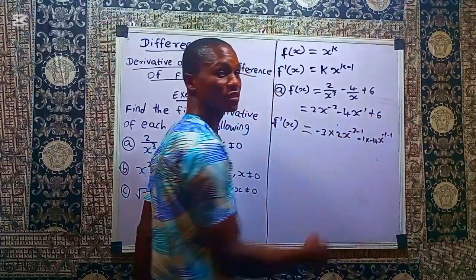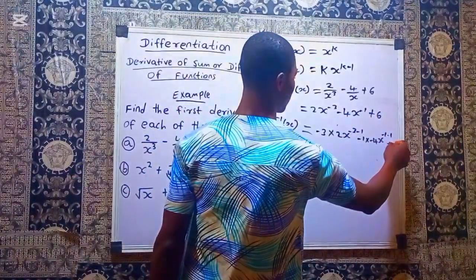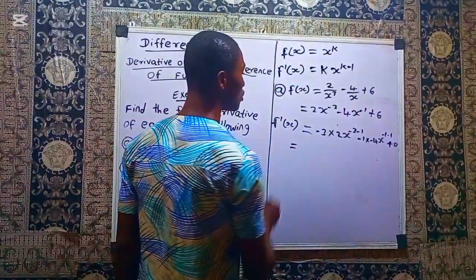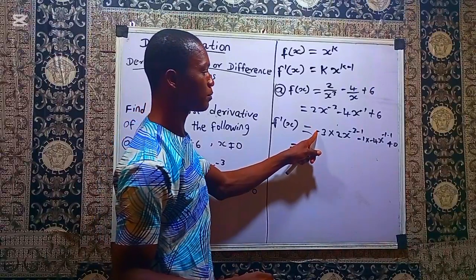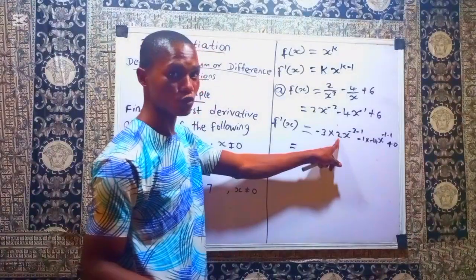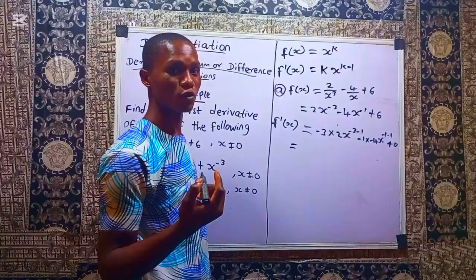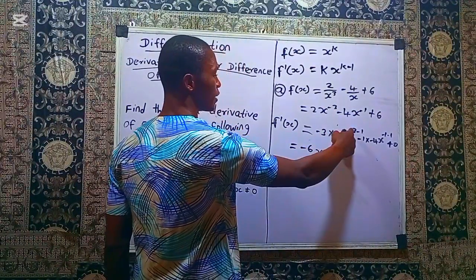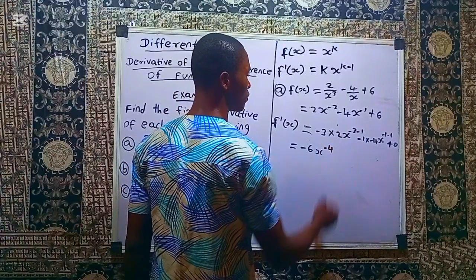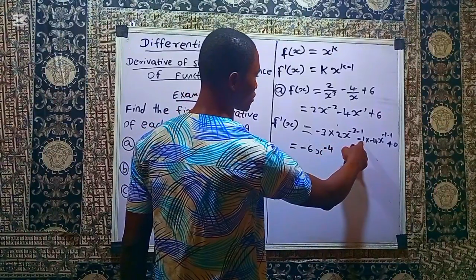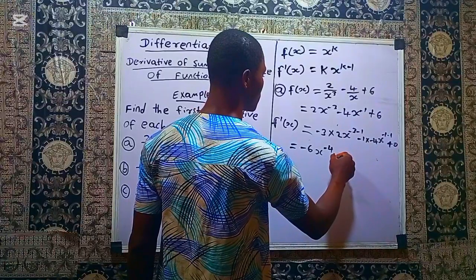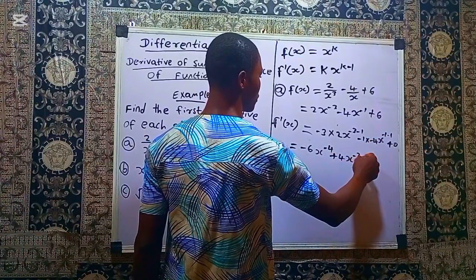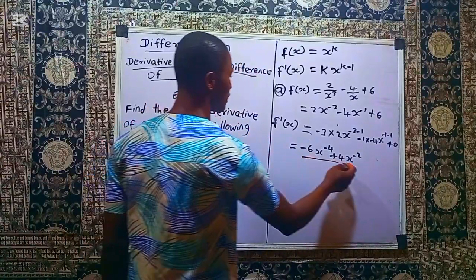Then if you differentiate 6, 6 is a constant. The derivative of a constant is what? 0. So if you differentiate 6, you get 0. If you do minus 3 multiply 2, you are going to get minus 6. So this will give us minus 6x raised to power, then minus 3 minus 1 will give you minus 4. Then we are done with this one. Then minus 1 multiply minus 4 will give you positive 4x raised to power minus 1 minus 1, which gives minus 2. Then this gives us the derivative of this function.